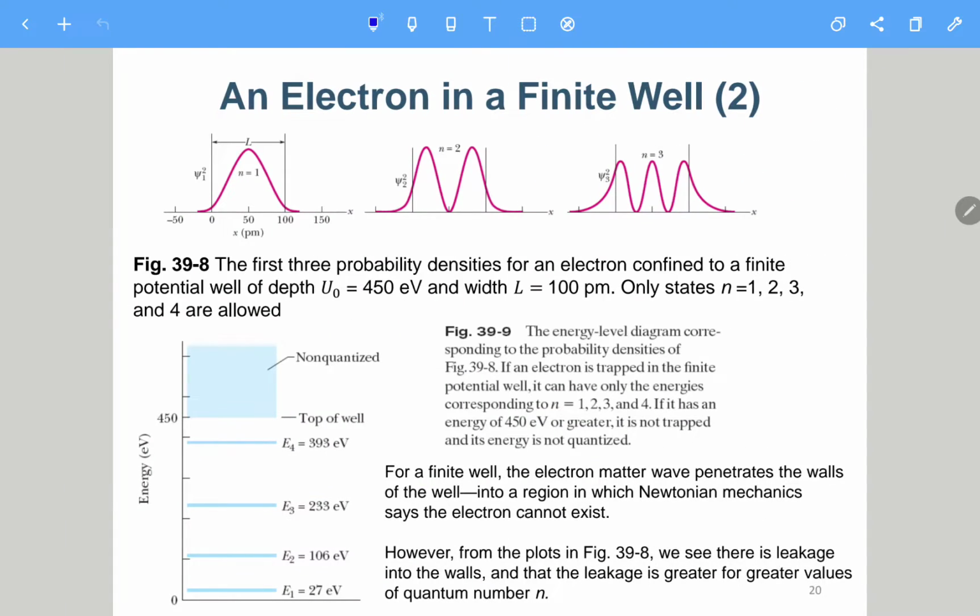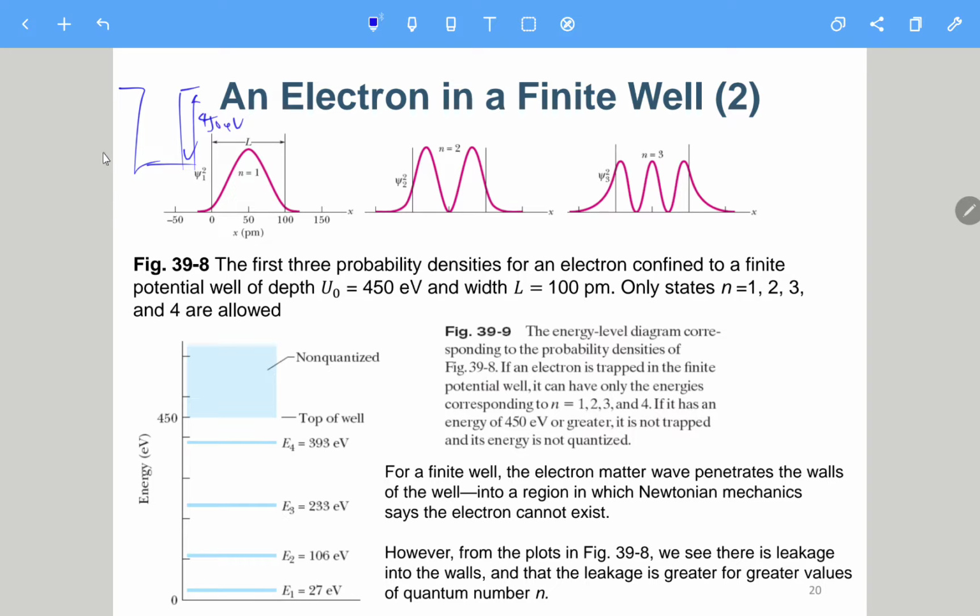So the textbook doesn't tell you why it's like that. It only tells you that if we have U0 to be 450 eV and the width L to be 100 picometer, then some interesting phenomenon will happen. You can see here, this is 450 eV, which means the potential, just like this one. So we have a finite well, and the height here is 450 eV.